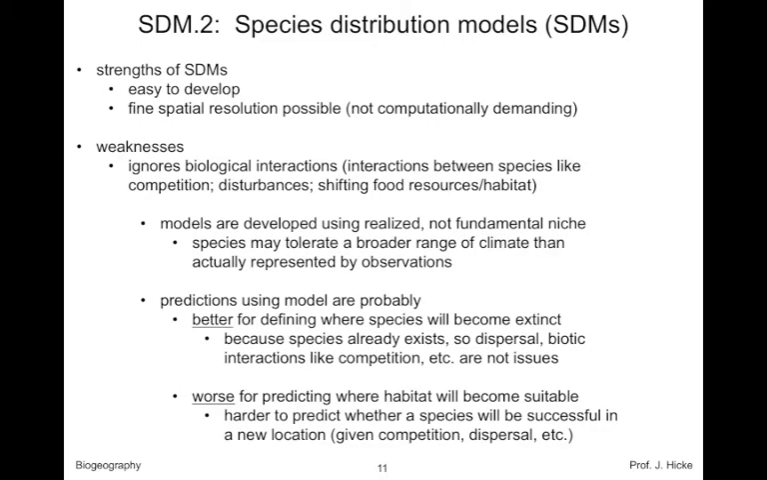There are a number of weaknesses, however, mostly related to this ignoring of biological interactions that I mentioned before. So these interactions are competition, disturbances, predation, shifting food resources or habitat, dispersal was another one I mentioned. So those are ignored, not considered in the model. And yet, the first point is that models are developed using the realized, not the fundamental niche. I mentioned this earlier. The species may actually tolerate a broader range of climate than actually represented by the observations because the places that it's not observed are limited because of competition.